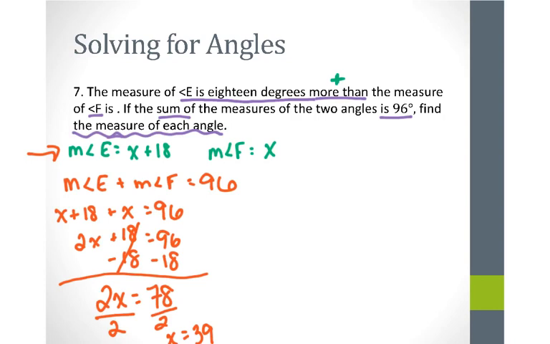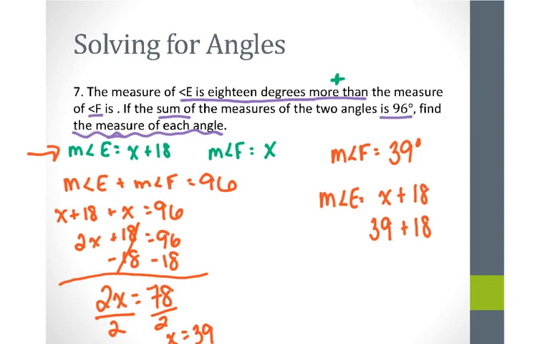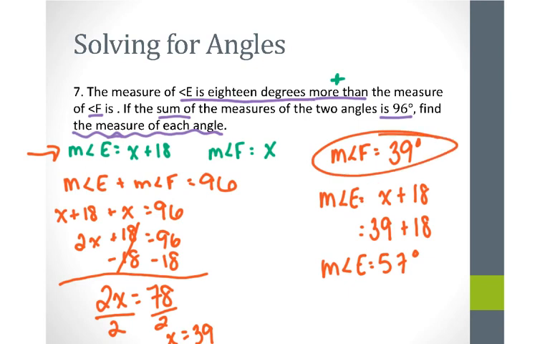So now the big question is find the measure of each angle. Well, the measure of angle F is really easy because it's just x, which we discovered is 39 degrees. And then the measure of angle E is equal to x plus 18. So that would become 39 plus 18, which would give us 57 degrees. So angle F is 39 and angle E is 57.